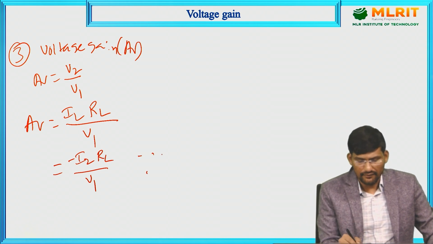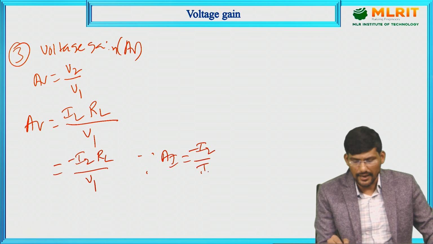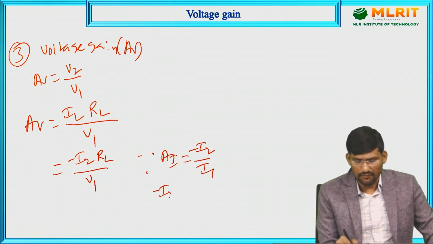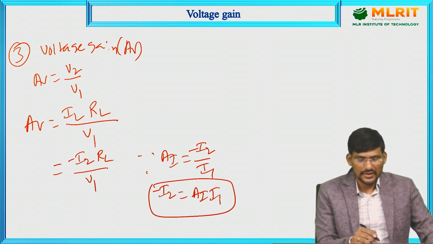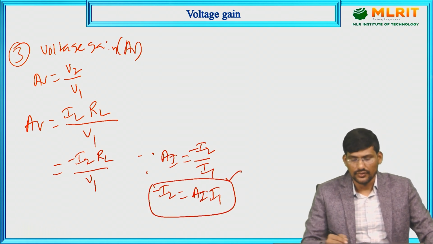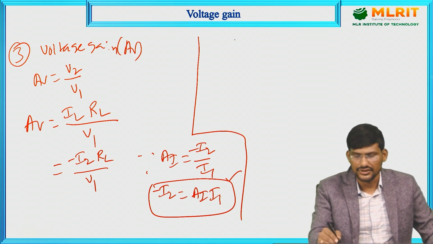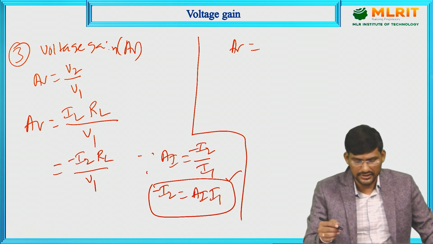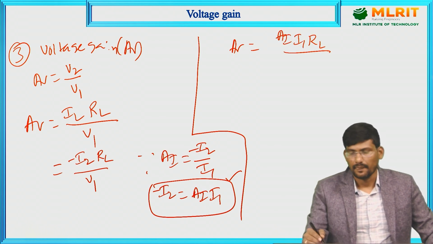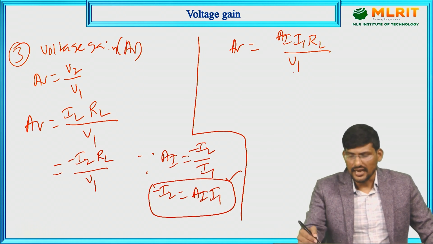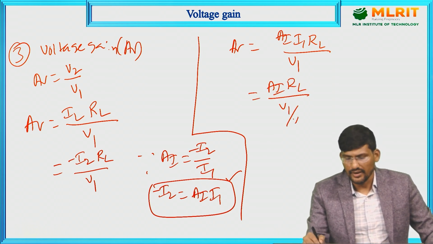Already we have the current gain expression. What is the current gain expression? Minus I2 by I1. So in place of minus I2, we can substitute AI into I1. Therefore the expression for voltage gain becomes AI I1 RL divided by V1, and I am taking this I1 to the denominator. It is AI RL divided by V1 by I1.